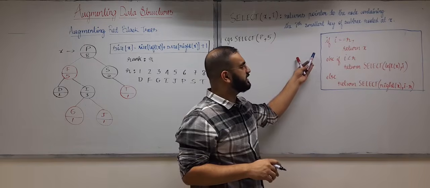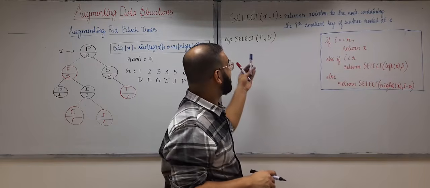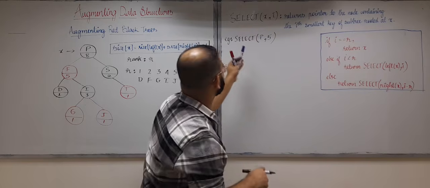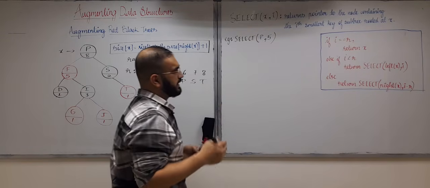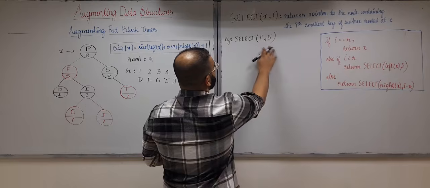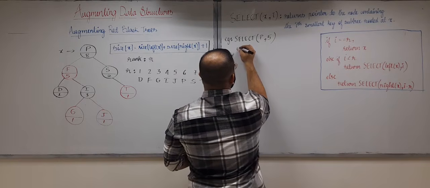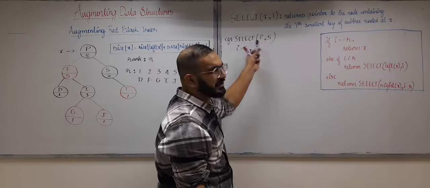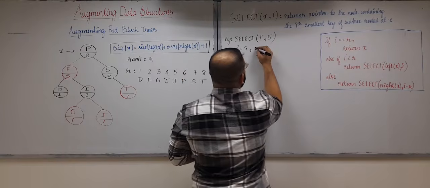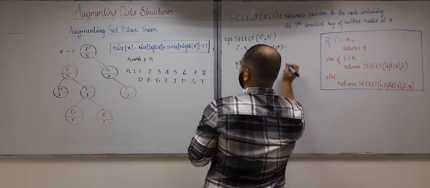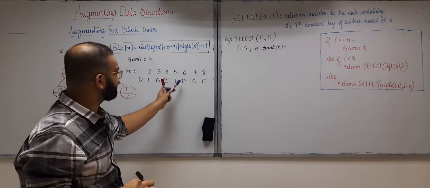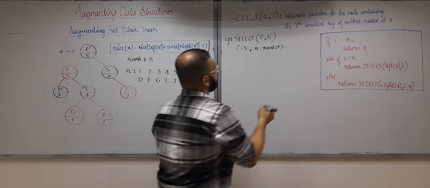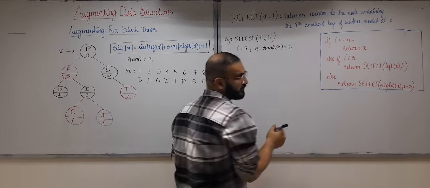As you can see, this is a recursive function, and we will use this pseudocode to solve this example. So now, what is my i in this case? My i is 5, and what is r? r is the rank of P. We can check over here. The rank of P is 6.